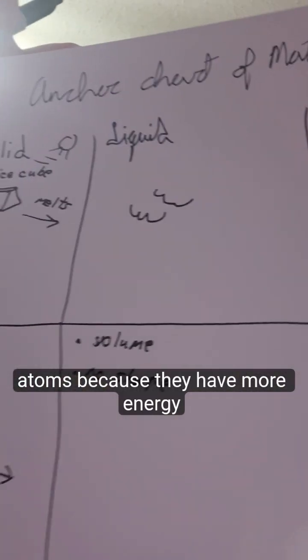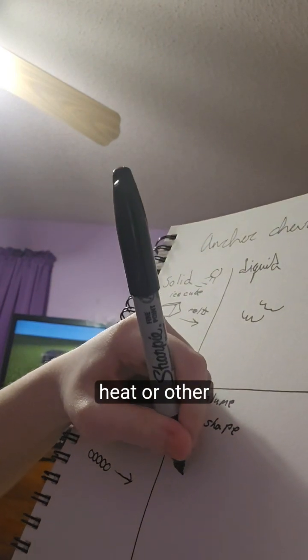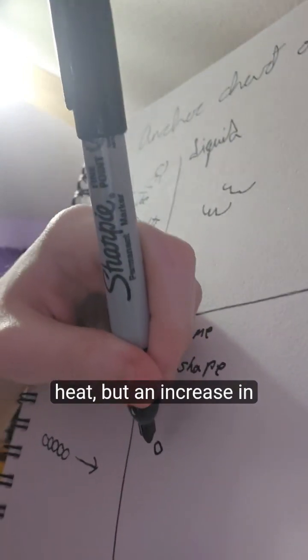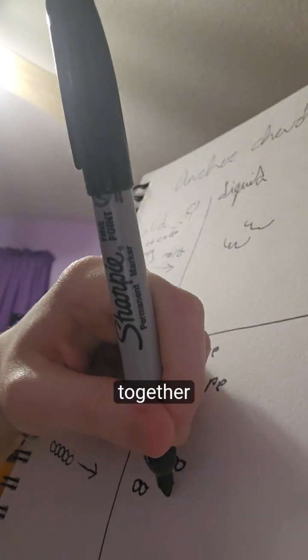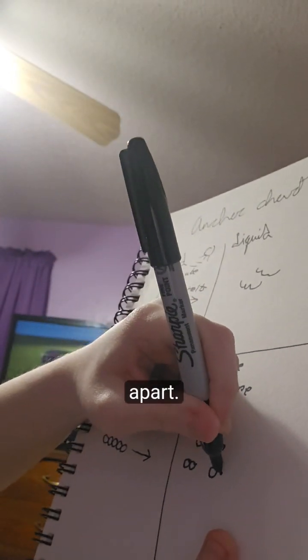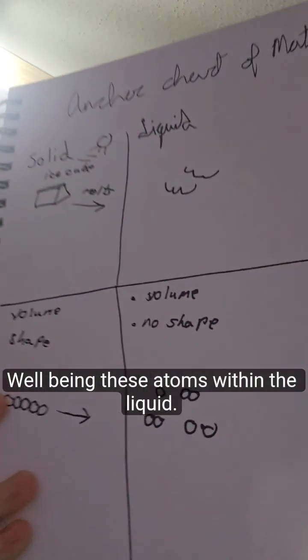And the atoms, because they have more energy obtained from heat or other sources, again, it doesn't have to be necessarily heat, but an increase in energy, they're going to look less squished together and further apart. See how they are? Well, these atoms within the liquid are further apart because why? Increase in energy.